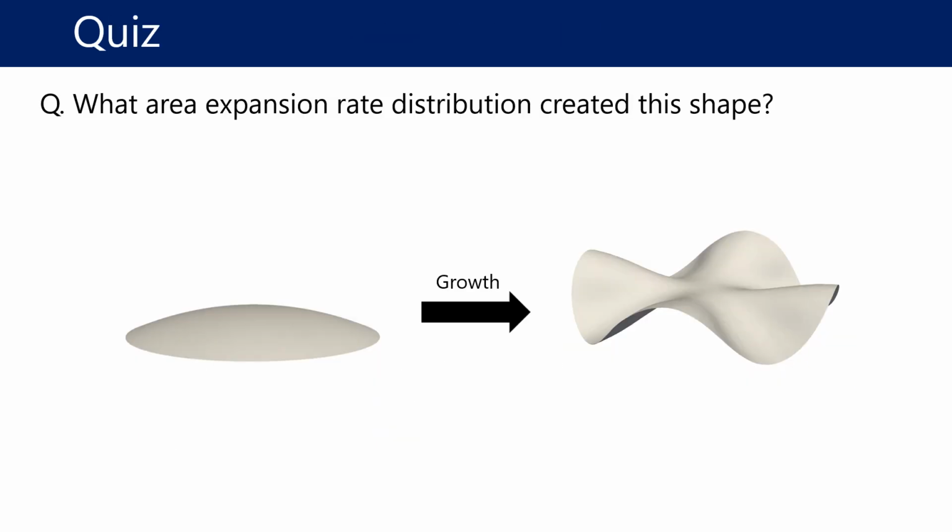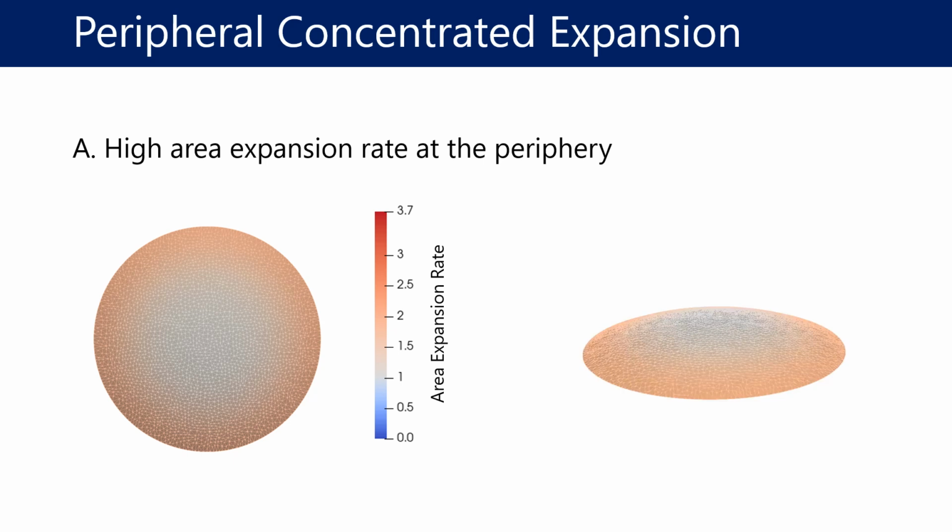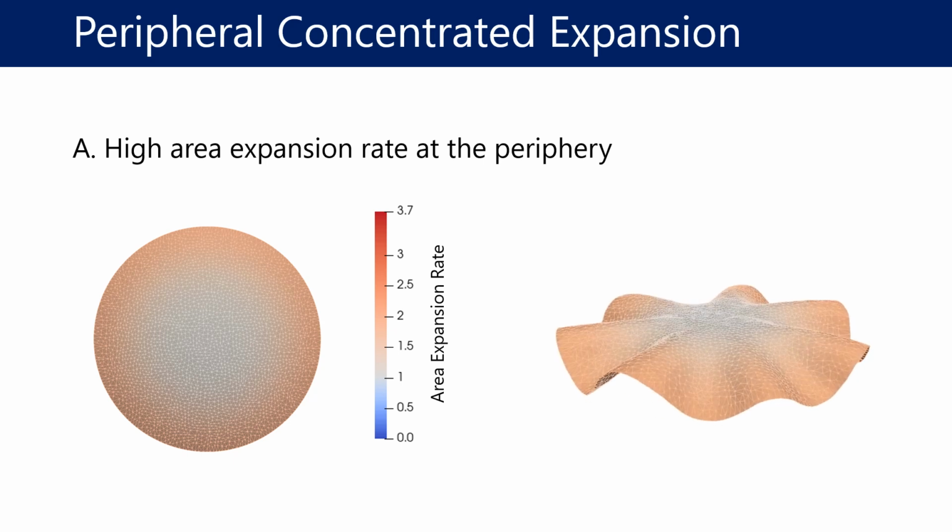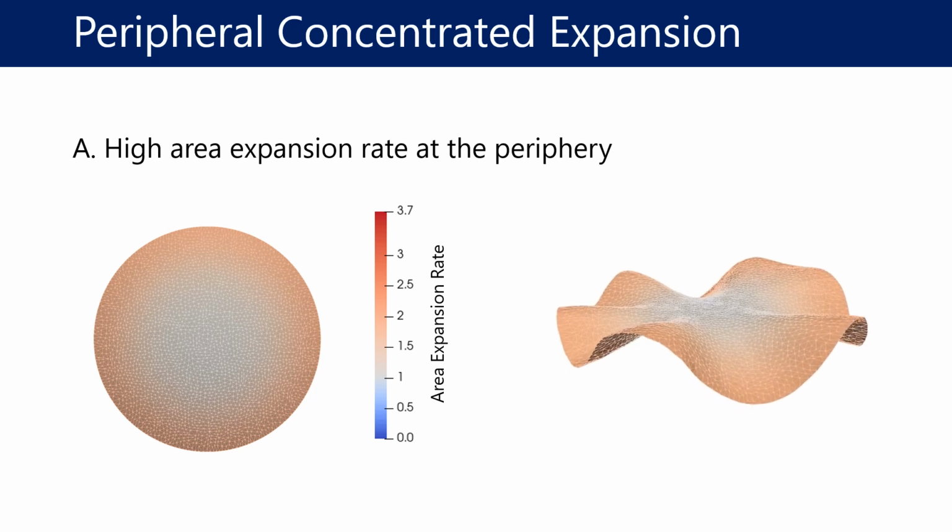Now let's consider how this frill-like shape is formed. Can you guess the distribution of expansion? In contrast to the previous example, the frill-like shape is formed when expansion rates are concentrated at the periphery.